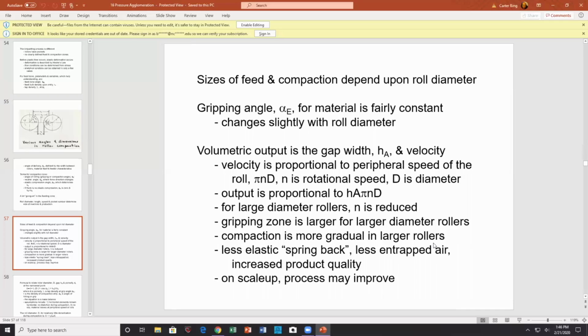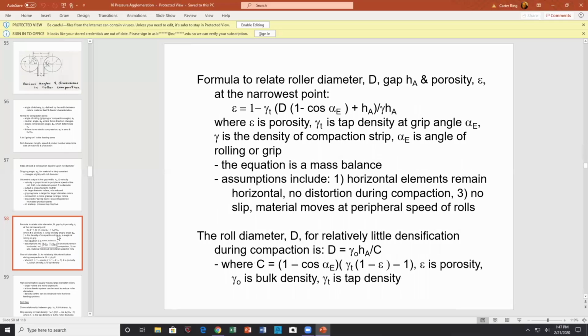Compaction is more gradual for larger rolls. There's less elastic spring back, less entrapped air, improved quality with larger rolls. On scale-out, processes may improve. Whatever small scale process you are running, large scale, since you have these things happening to you, then your large scale may be very important.